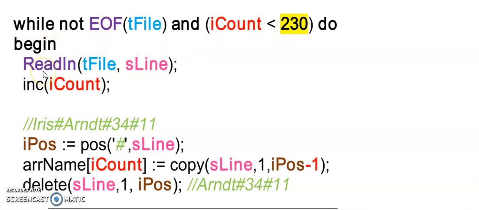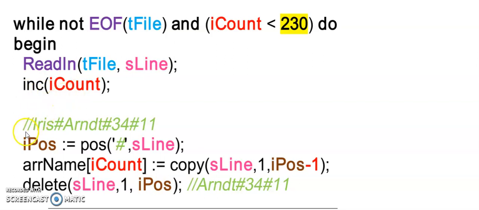So the first line here is readln, or readline, and this is a procedure reading from tfile, the text file, and it's taking one line at a time and placing it in my string S line. It also moves the cursor to the next line of the text file so that if my while loop executes again, it will read the second line from the text file. I now want to increase my counter because I've read one line from my text file.